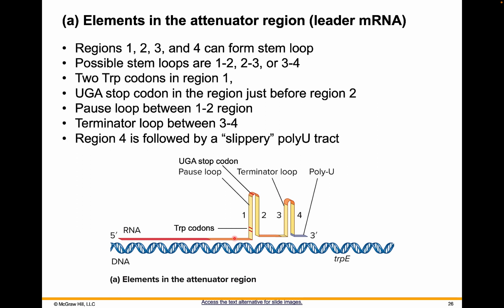So a leader peptide is produced, and the leader peptide will stop right here. This UGA stop codon is just before region 2. Region 2. So UGA stop codon just before region 2, and the pause loop right here. And the loop between 3 and 4 is known as the terminator loop. Just remember that this is also very rich in GC, so these are tight loops. And this region 4 is followed by a poly-U tract. So you have U's like this.